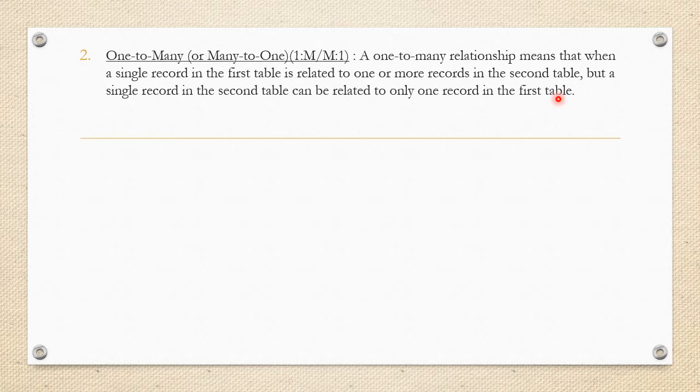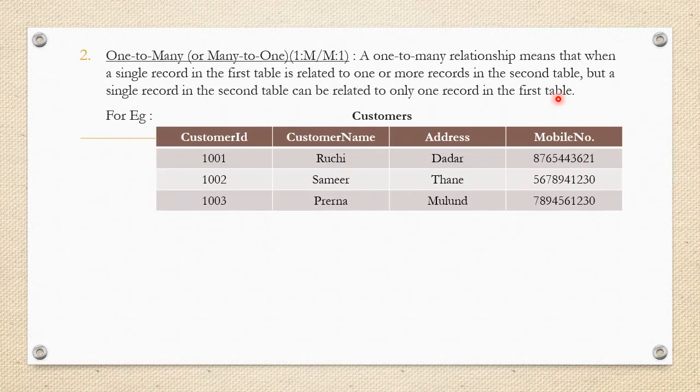Okay, let us understand with one more example. Suppose I am having customers table. This is our customers table. Here we can see how many attributes are there? 4 attributes are there. Customer ID, customer name, address, mobile number.